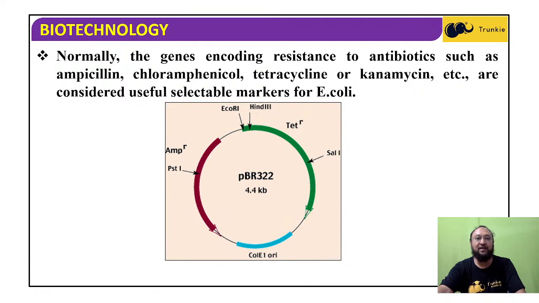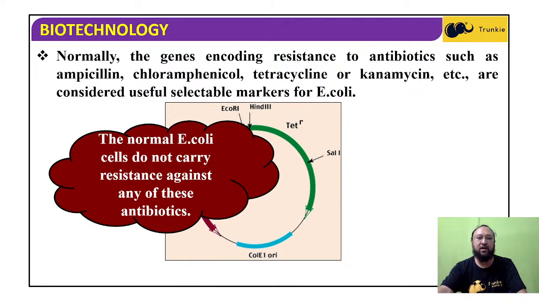Now, normally the genes encoding resistance to antibiotics such as ampicillin, chloramphenicol, tetracycline, or kanamycin are considered useful selectable markers for E. coli. These are the important markers. The normal E. coli cells do not carry resistance against any of these antibiotics. But when we introduce these genes, the cells become resistant to these antibiotics. Normally the wild type Escherichia coli is not resistant to chloramphenicol, ampicillin, tetracycline, or kanamycin.